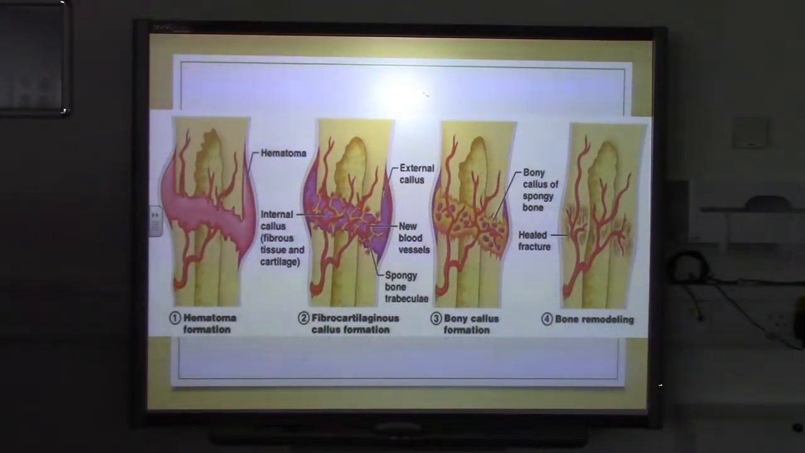So the two middle images are a reparative phase. And the bony callus of spongy bone, that woven bone, then moves into the lamellar bone structure, which is mechanically strong, and that is within the bone remodelling phase.